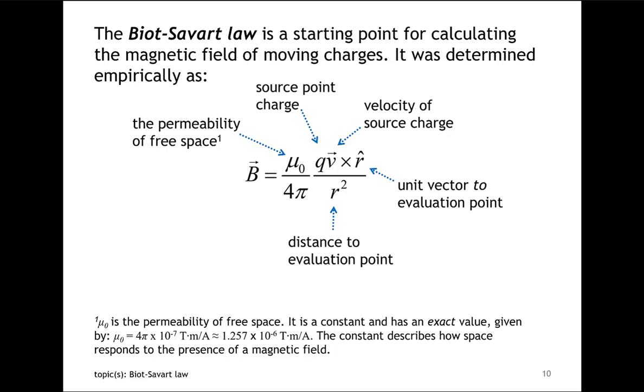So this right here is the Biot-Savart Law, giving us the ability to calculate the magnetic field due to a moving charge. And the unit of magnetic field, we name it in honor of Nikola Tesla. The unit is the Tesla. And 1 Tesla is equivalent to 1 Newton per amp meter.